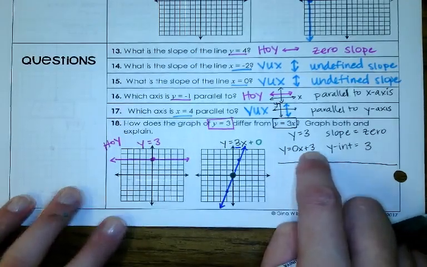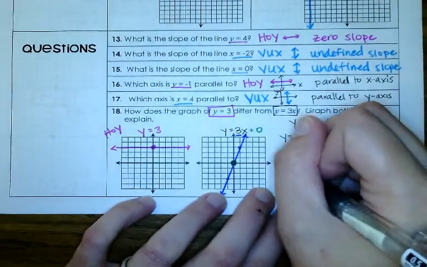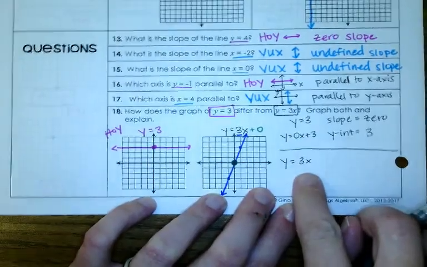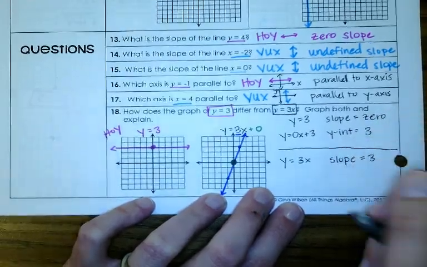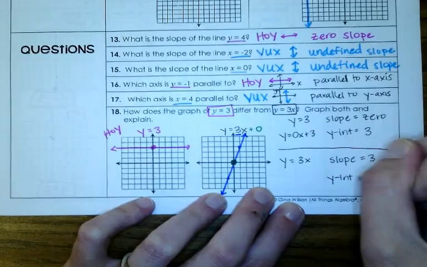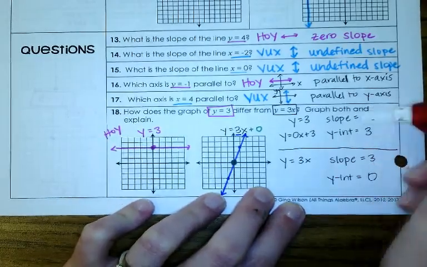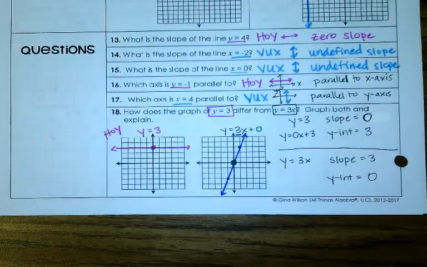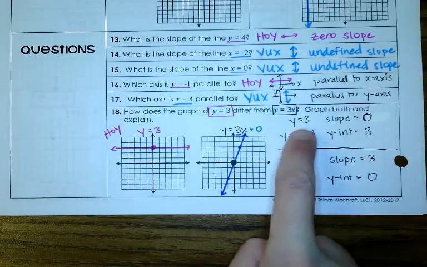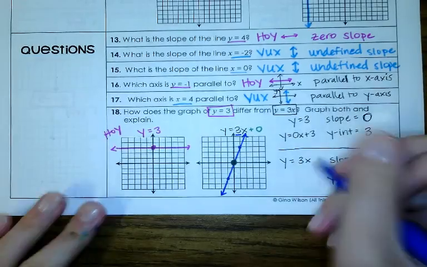Okay? For y equals 3x, what is the slope of y equals 3x? Your slope is now 3. But what is my y-intercept? 0. Interesting. Okay, I'm going to actually write the number 0 here. So guys, for y equals 3, my slope is 0, my y-intercept is 3. For y equals 3x, my slope is 3, but my y-intercept was 0. Do y'all see the differences there?